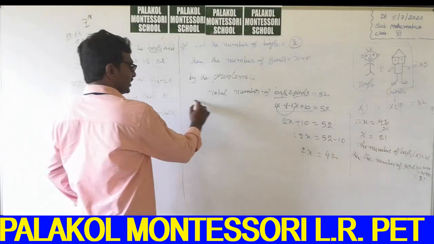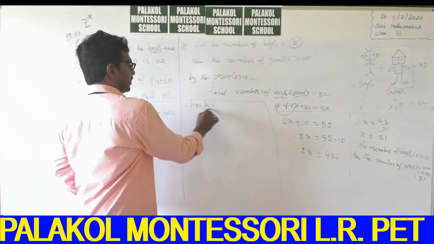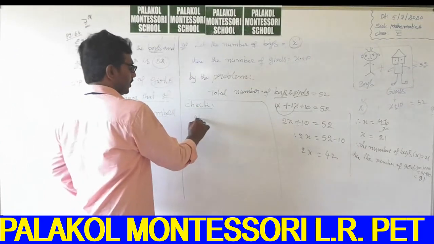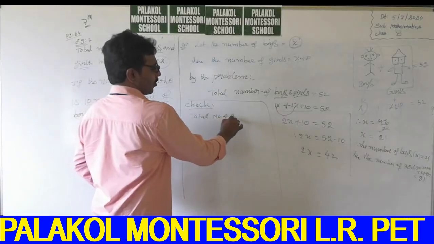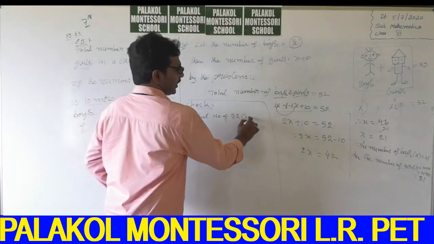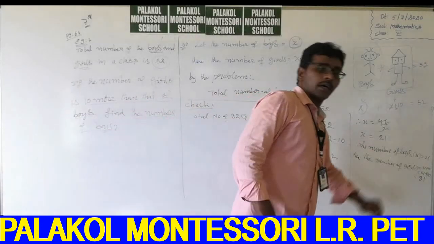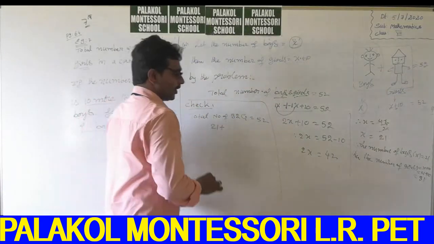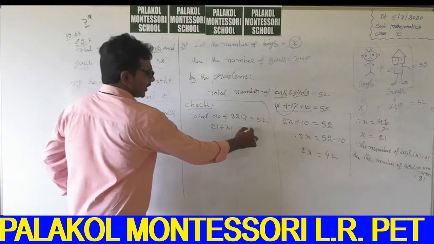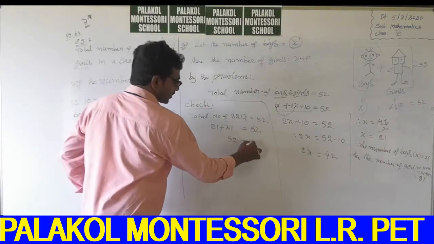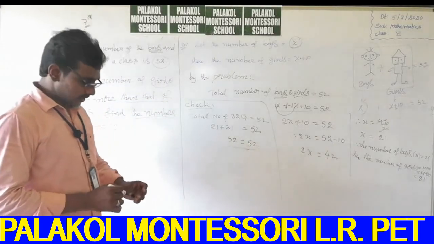Now check whether the result is right or wrong. The total number of boys and girls should be equal to 52. So how many boys are there? 21 boys. So 21 plus how many girls are there? 31. Does 21 plus 31 get 52 or not? Yes, it gets 52. Is the sum right or wrong? Yes, it is correct. Okay guys.